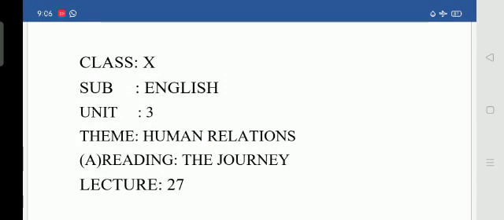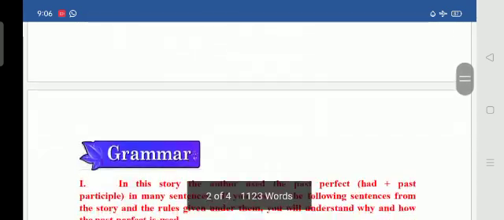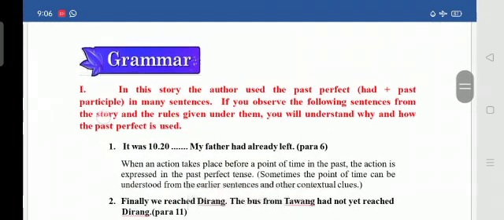So if you see in your textbook, grammar, Roman number 1. In this story, the author used the past perfect, had plus past participle, in many sentences. If you observe the following sentences from the story and the rules given under them, you will understand why and how the past perfect is used.